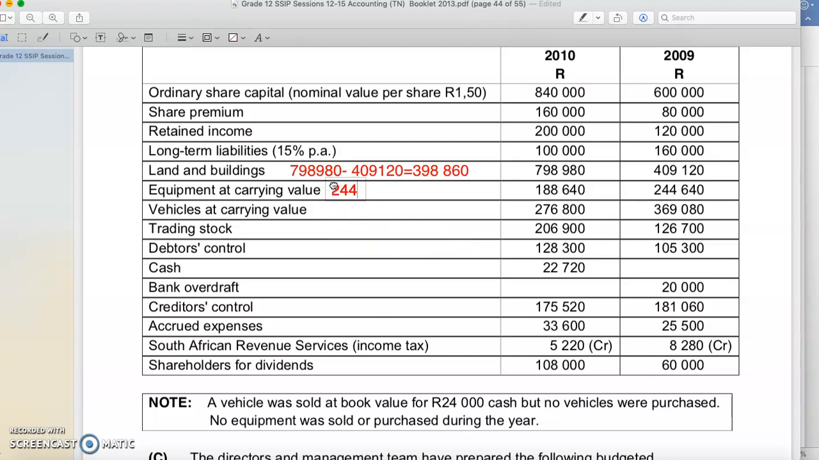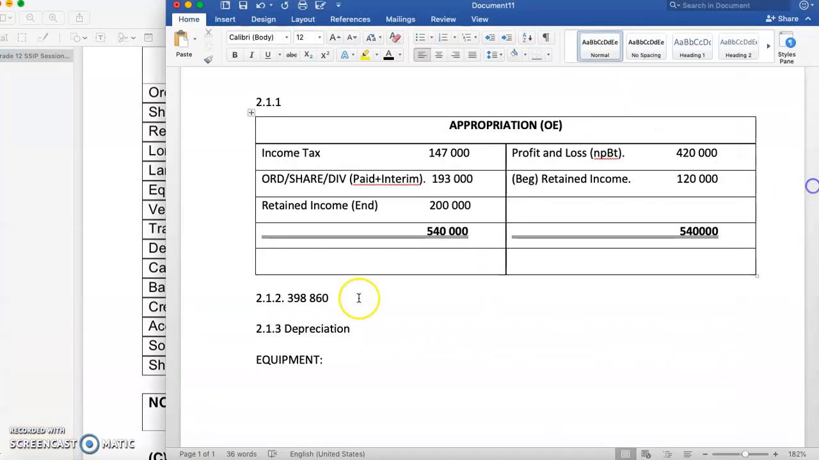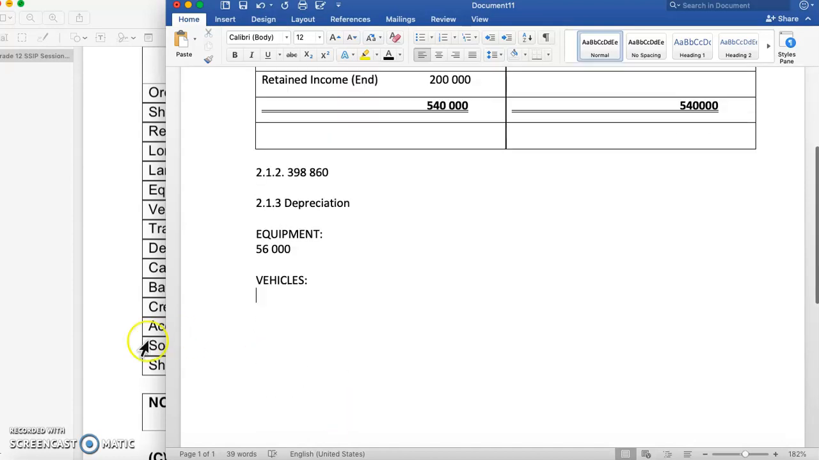We're going to say 244,640, subtract 188,640, and that should give us our depreciation amount of 56,000, I think, and that's it. So the depreciation on equipment is 56,000, and that's 3 marks. Then we're going to move on to the depreciation on vehicles, and this is only a little different because we had a sale.